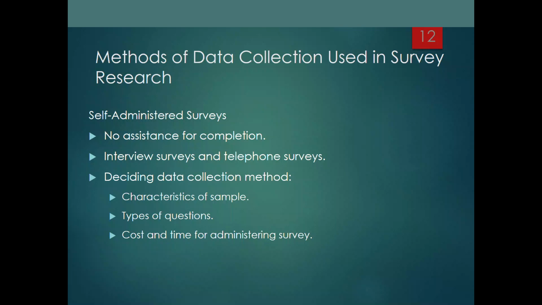So in the case of self-administered surveys, the individual does not receive any assistance to complete the survey. Interview surveys and telephone surveys are administered to the prospective respondents by trained personnel. So while deciding on the method of data collection, the researcher needs to consider several things. They need to think about the characteristics of the sample, the types of questions that they're asking, and the cost and time associated with administering the survey.